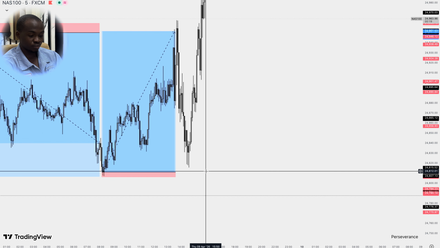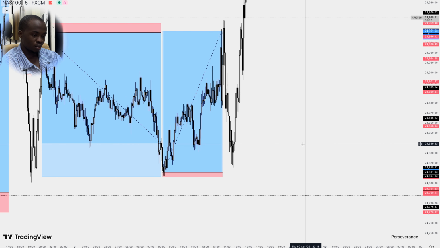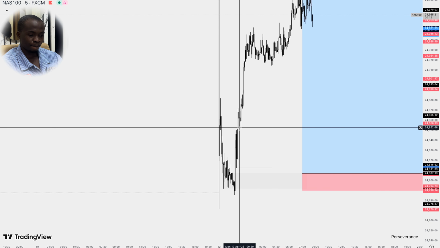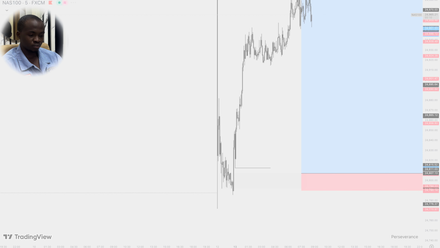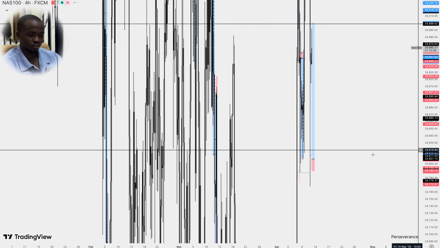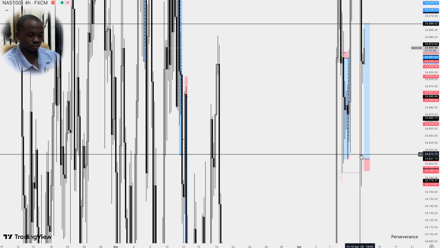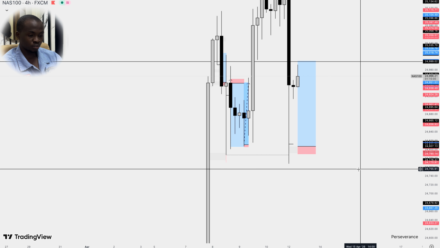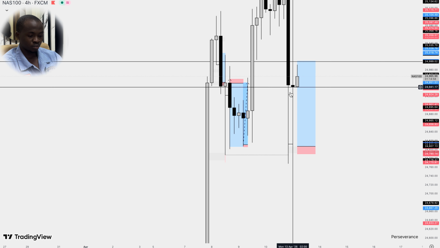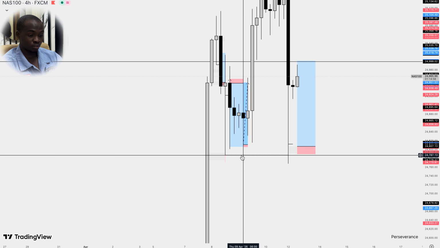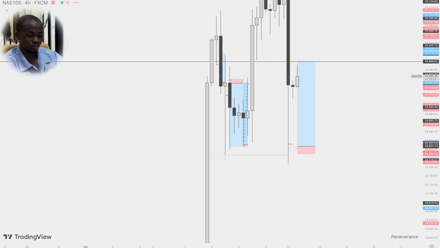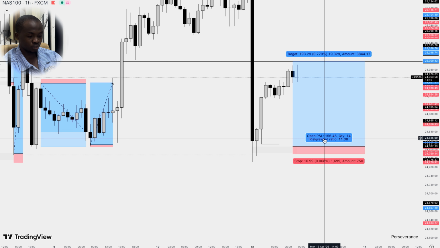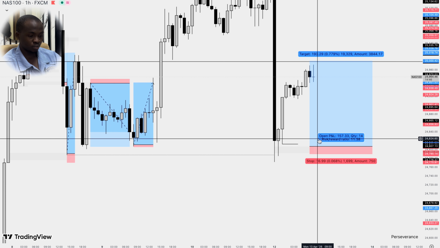This is another example. Let me go to the 4-hour time frame. Now, in the 4-hour time frame, we'll notice that we had a liquidity sweep, right? A liquidity sweep. I'm recording this video on Monday, so this is actually a trade that I'm waiting for. I'm expecting price to respect this level.